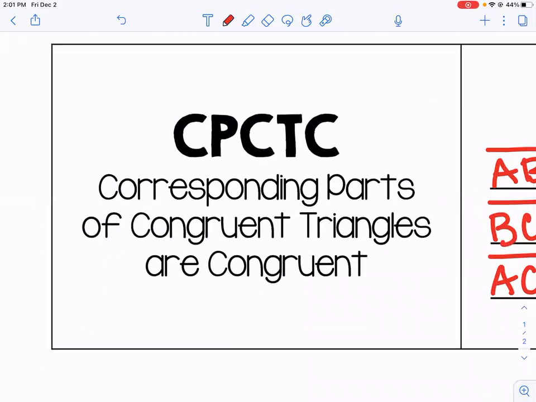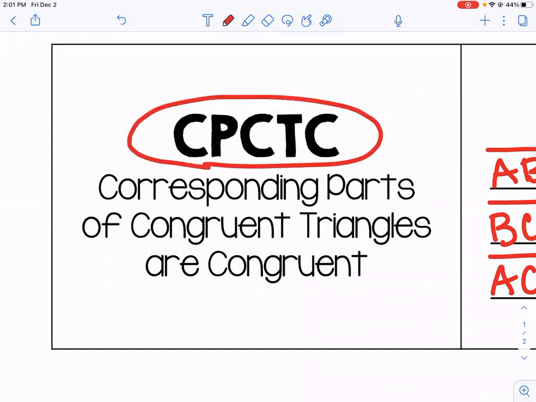This is me trying to draw attention. Corresponding parts of congruent triangles are congruent. CPCTC. Okay, well now we're going to use it in a proof. Is that a reason? Oh, Bryce has a really good question. Is that going to be a reason in our proof?